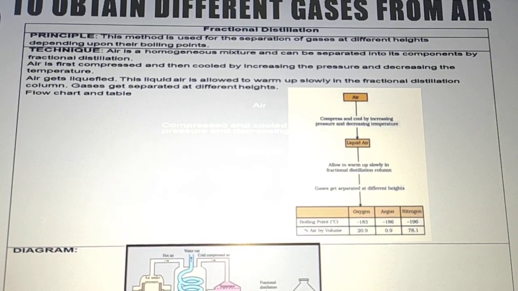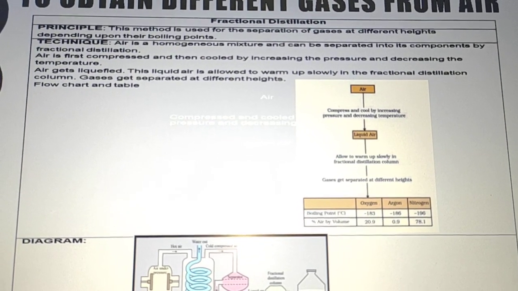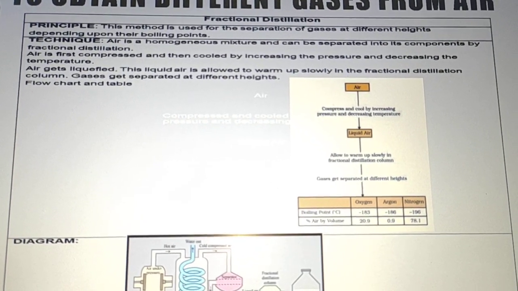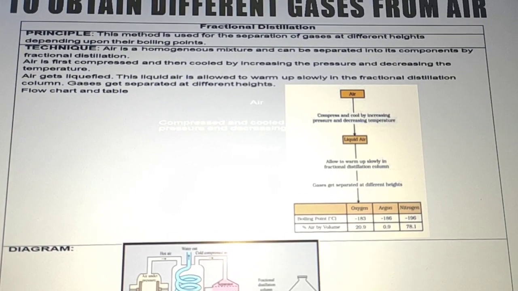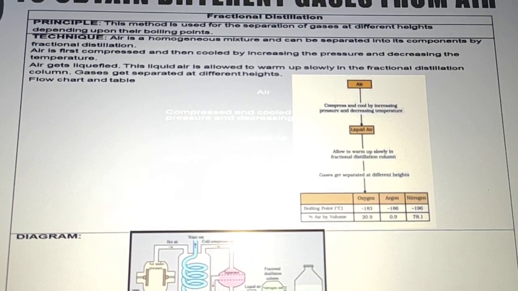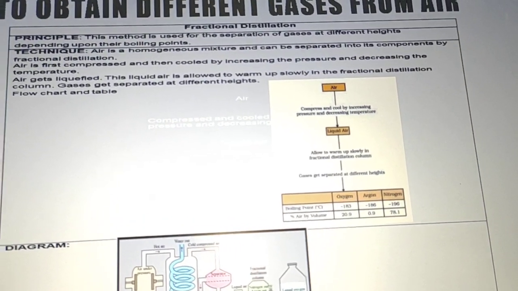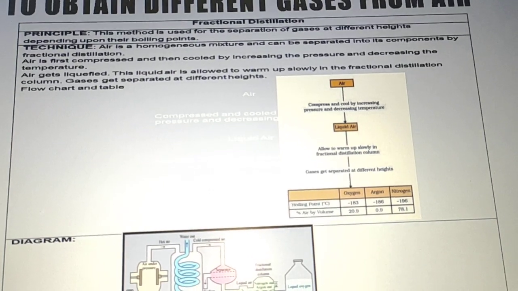What is the technique? Air is a homogeneous mixture. You know that air is a homogeneous mixture. And what are the properties of a homogeneous mixture? A homogeneous mixture is separated into its components only by fractional distillation. No other method can separate it, or only the evaporation process, which again consists of fractional distillation.